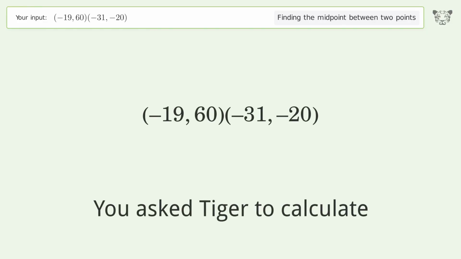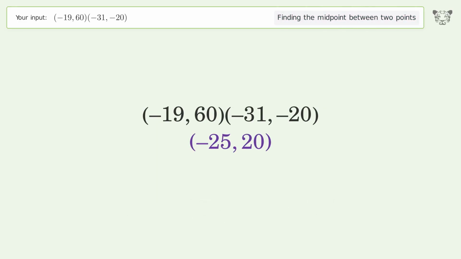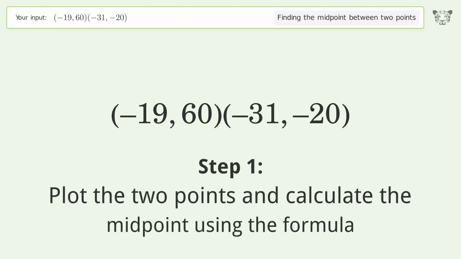You ask Tiger to calculate. This deals with finding the midpoint between 2 points. The midpoint between the 2 points is negative 25, 20. Let's solve it step by step. Plot the 2 points and calculate the midpoint using the formula.